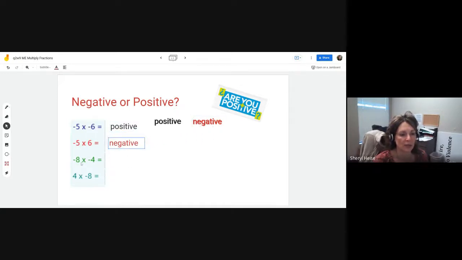The third one, -8 times -4, they're both negative. Negative times a negative is a positive. And finally, the fourth one, 4 times -8. The 4 is positive, the 8 is negative, therefore the answer is negative. Okay, so if both of the numbers are negative, your answer is positive. If only one of them is negative and the other one is positive, then your answer is negative.